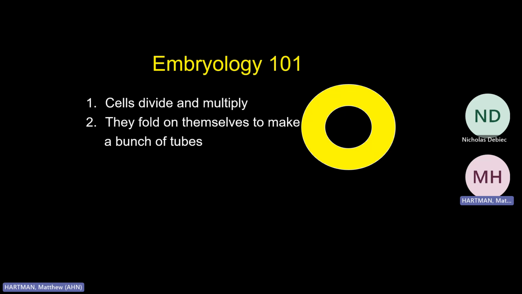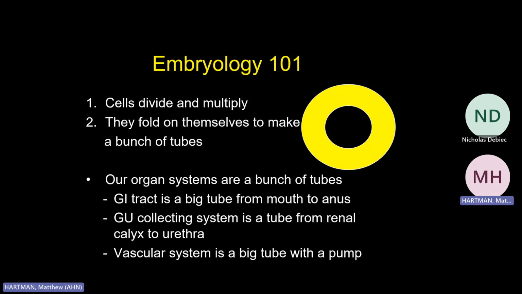Remember, we start with two cells. They unite, they multiply a bunch of times. They're going to fold on themselves to form a bunch of tubes. We are made of a bunch of tubes. GI tract is a big tube from mouth to anus. Our GU collecting system is a big tube from renal calyces to urethra. Our vascular system is a big tube with a pump in the middle.